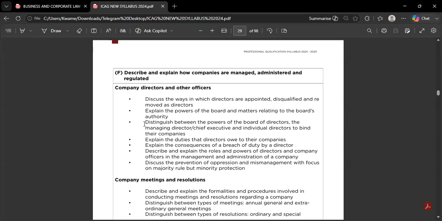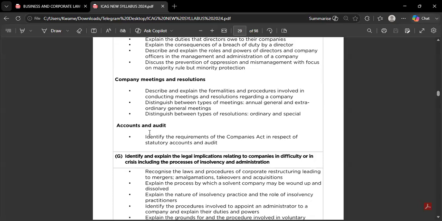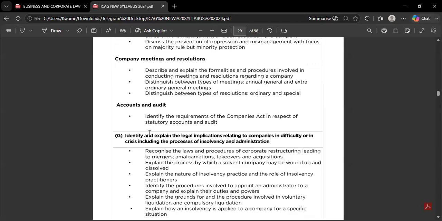We have company meetings and resolutions. We see how companies are supposed to meet at least once annually. And we have instances where companies have to meet beyond the ordinary annual meetings. That's where we have the extraordinary meetings, with rules and regulations that have to do with that. Who can call for an extraordinary general meeting? In what instances can an extraordinary meeting be called for?